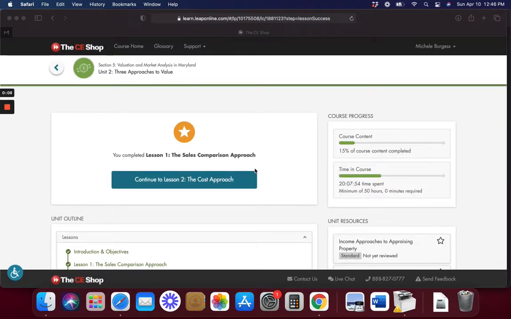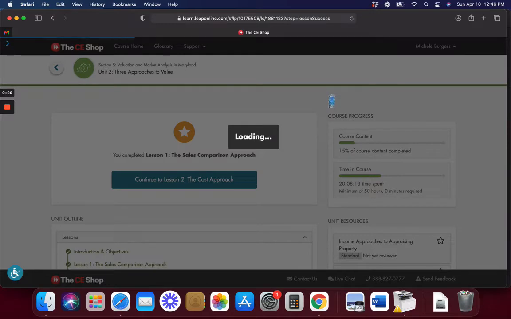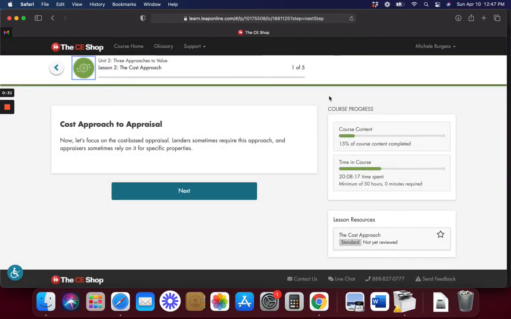This is section 5, market analysis, unit 2, 3 approaches to value. This is lesson 2, cost approach. If you've been following along, we did income approaches on the last one. Now we're doing a cost approach. All right, this is the cost approach and appraisal.